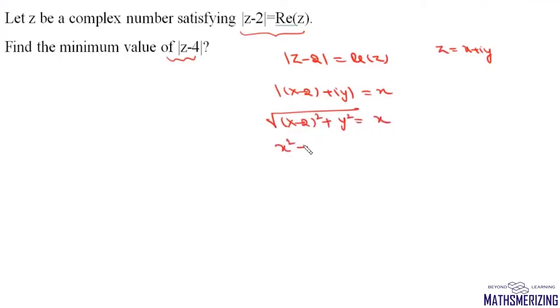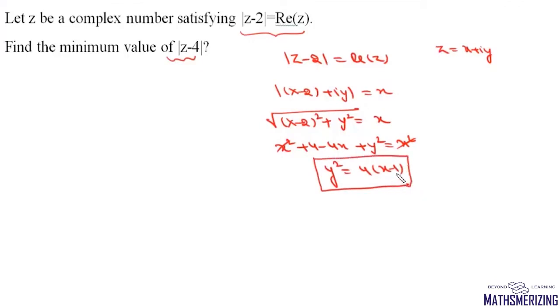So we can write x² + 4 - 4x + y² equals x². So we write this equation as y² = 4(x - 1). So basically z lies on this parabola whose focus is at (1, 0). So we'll draw this parabola.